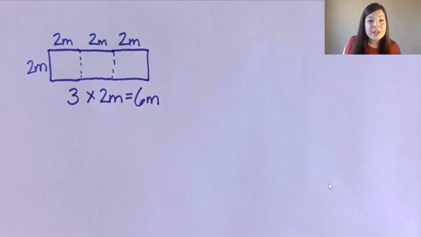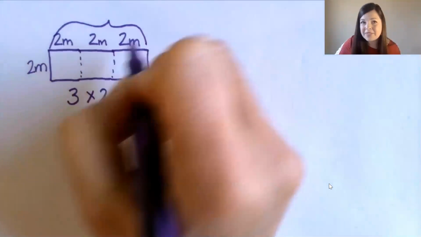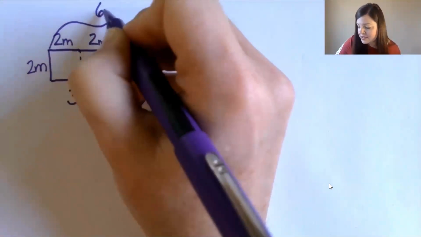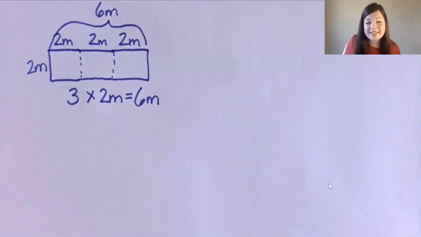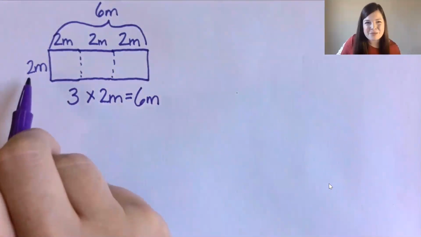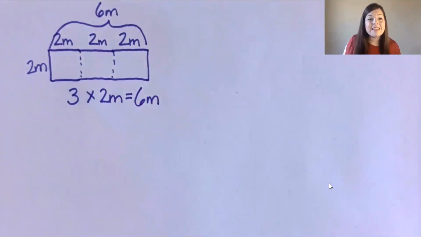Pause the video now to draw the rectangle and label the length and the width. So what's the length? The length is 6 meters. And what's the width? The width is 2 meters. Let's find the area and the perimeter of our rectangle now.